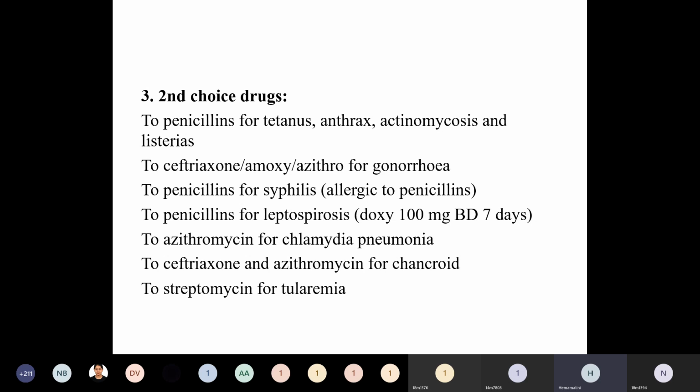And to ceftriaxone, amoxicillin, azithromycin for gonorrhea, and to penicillins for syphilis. If the patient is allergic to penicillin, you can give tetracycline. And to penicillins for leptospirosis, doxycycline is given for 7 days. And to azithromycin for chlamydial pneumonia, and to ceftriaxone and azithromycin for chancroid, and to streptomycin for tularemia. So tetracyclines are used as second choice of drugs for the following conditions.